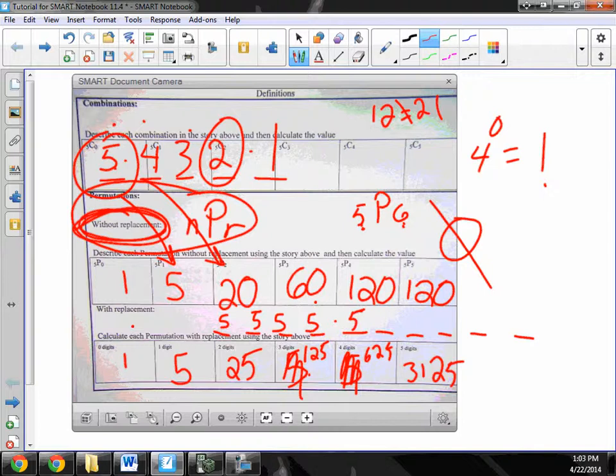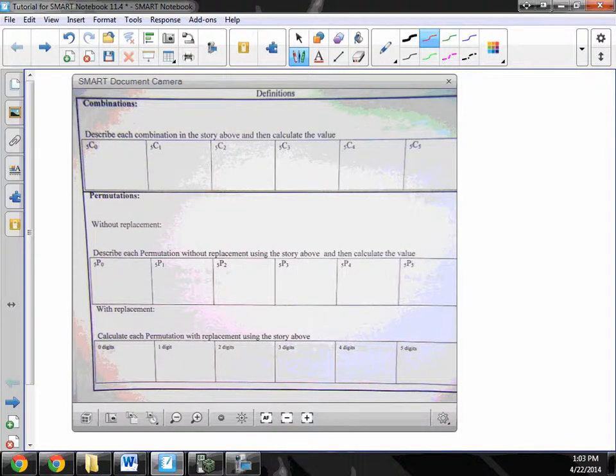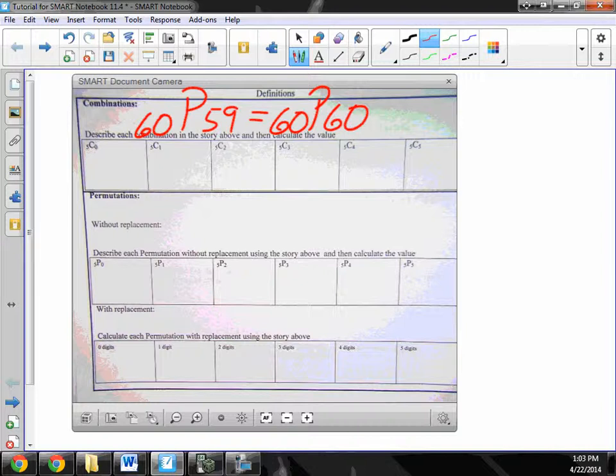So if I were to calculate 60P59, that's going to be equal to 60P60, whatever it is. But permutations with replacement, there's no limit to the number of digits you have because you're always putting those marbles back in and you're allowed duplicates. So combinations are the smallest set, then permutations without, and then permutations with.